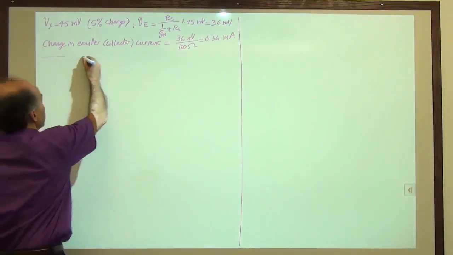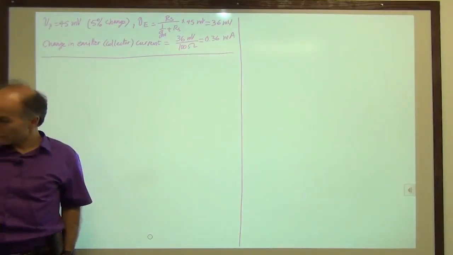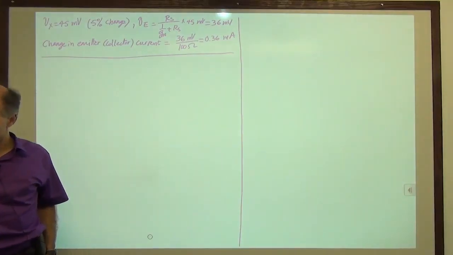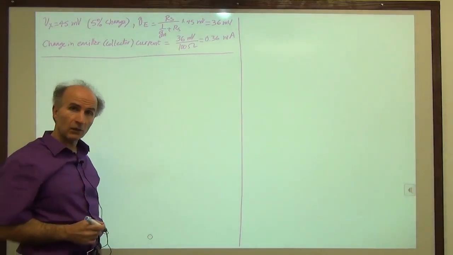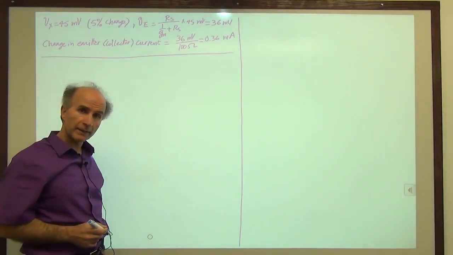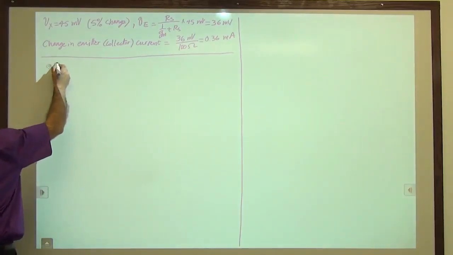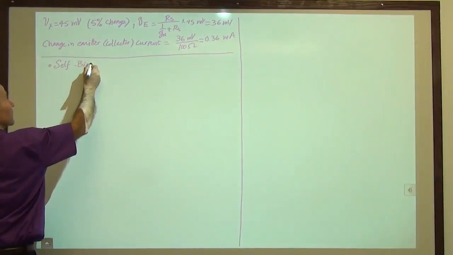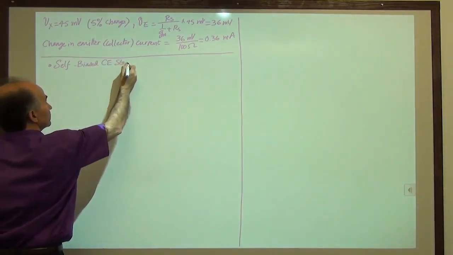All right, so that was that quick example, and we are now ready to move to another circuit. Okay, the next circuit that we will study is called the self-biased common emitter stage, the self-biased CE stage.